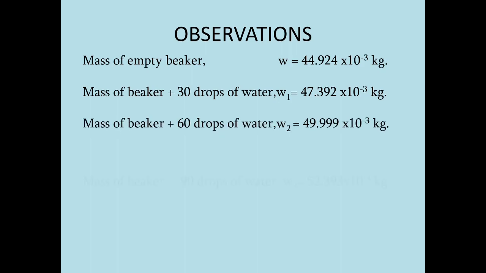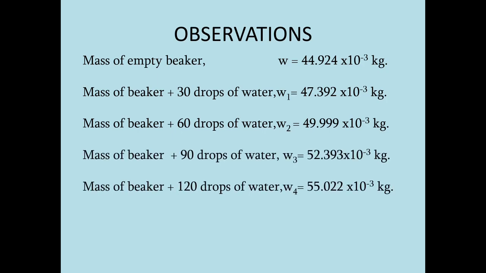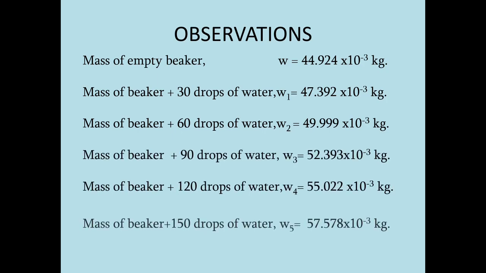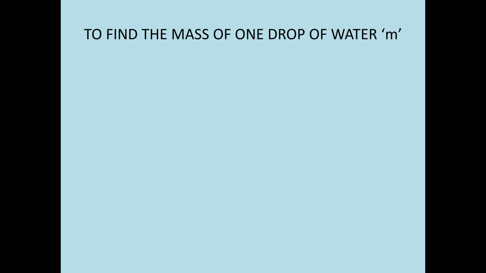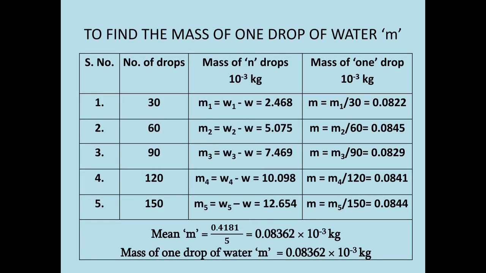Similarly, we can do this with 60 drops of water, 90 drops, 120 drops and 150 drops of water. These 60, 90, 120 and 150 drops are collected to get an accurate result. First, the mass of the 30 drops of water is calculated by subtracting W from W1. Then the masses for 60 drops, 90 drops, 120 drops and 150 drops are calculated.